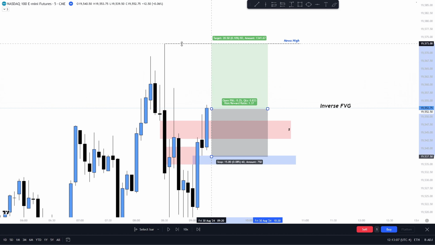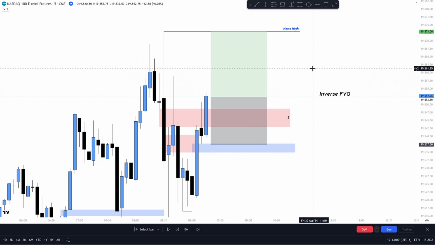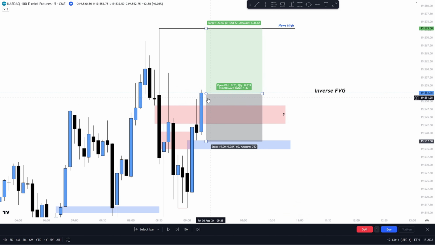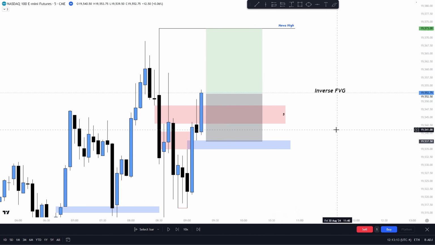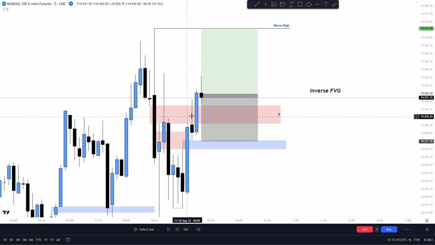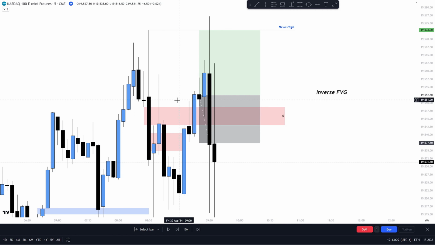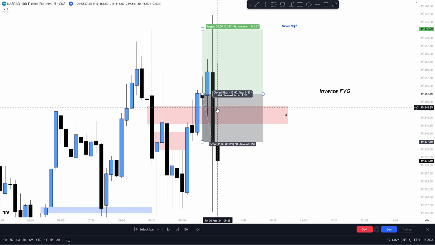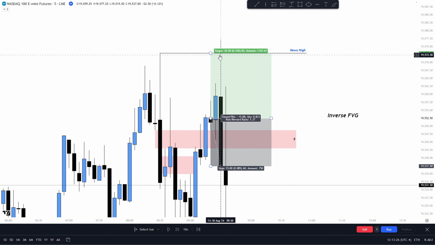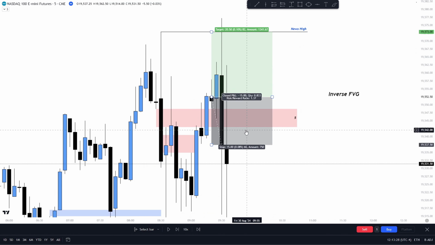But anyways, this would be my target, which is the news high, because that's a strong draw on liquidity. And as I stated, within the strategy, it works really well on news days. So let's play it out, and here we go. Okay, so it's currently... oh, there you go. It did go up and it won. So yeah, that's 20 pips. That's a 20 pip trade.